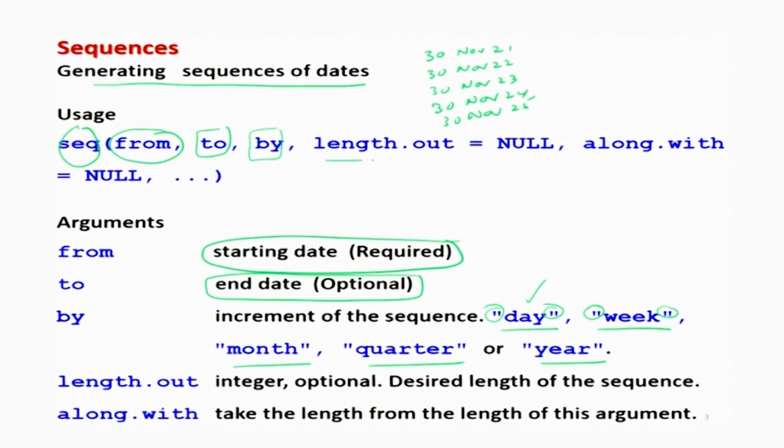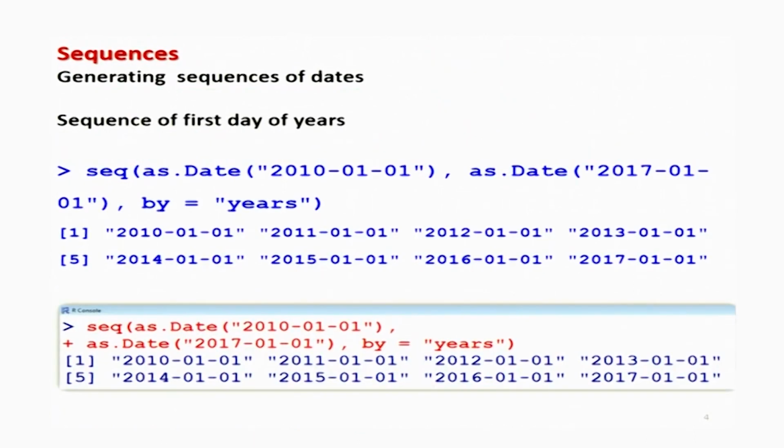And similarly you have length.out and along.with. This length.out is an integer and it helps in getting the desired length of the sequence, and along.with is the argument which takes the length from the length of this argument, right? So we will take some examples and try to understand how you are going to give this input so that you get the output of the required type.